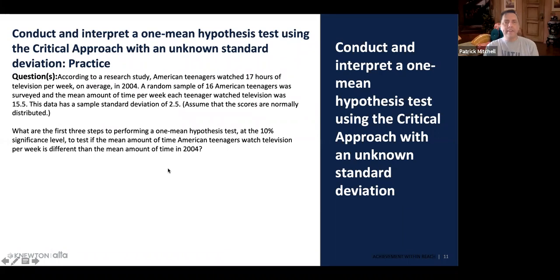Okay. All right, next. According to a research study, American teenagers watched 17 hours of television per week on average in 2004. A random sample of 16 American teenagers was surveyed, and the mean amount of time per week each teenager watched television was 15.5 hours. This data has a sample standard deviation of 2.5 hours, and we're assuming that the scores are normally distributed. And they want to know, what are the first 3 steps to performing a one mean hypothesis test at the 10% significance level to test if the mean amount of time American teenagers watch television per week is different than the mean amount of time in 2004. Okay, notice the word different.